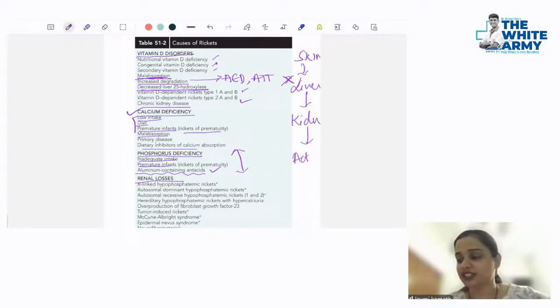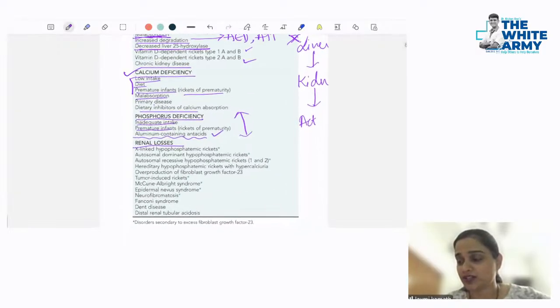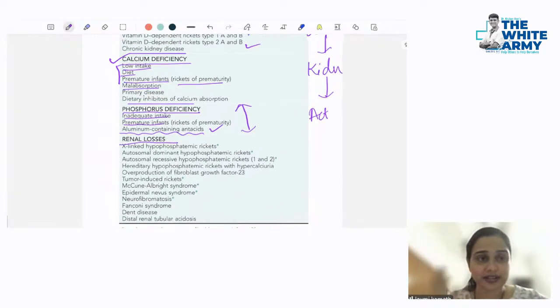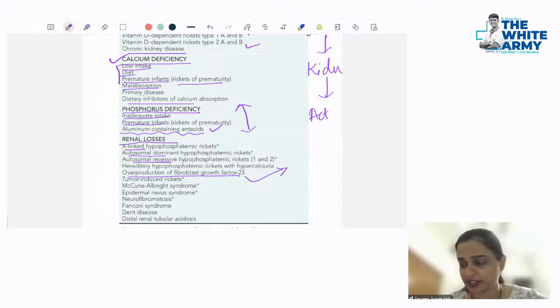Now coming to renal losses. So renal causes are the predominant causes which end up having hypophosphatemia, like in X-linked, autosomal dominant, autosomal recessive hypophosphatemic rickets, or any causes which lead to overproduction of fibroblast growth factor 23. Like I already told you, what does FGF 23 do?